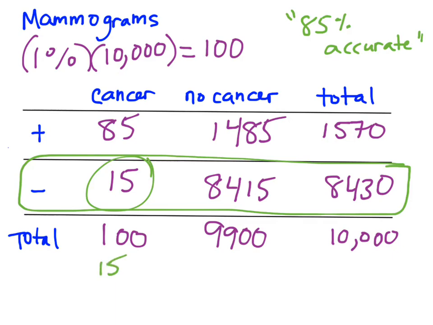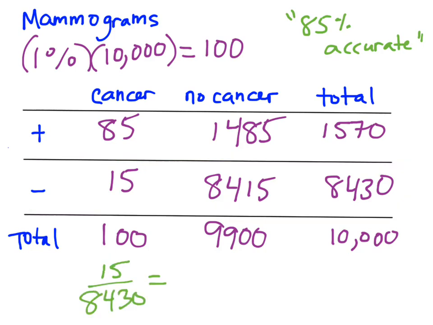And then what's the percentage of women in that situation? Well, we need to divide that number, those 15 women, by the total, right? And here we want the total of women who had that negative mammogram result, so the 8,430. All right, so if you find the percentage there, that's 0.18%, or roughly 0.2%, or 2 in every 1,000 women.